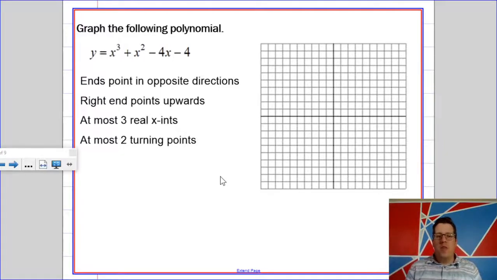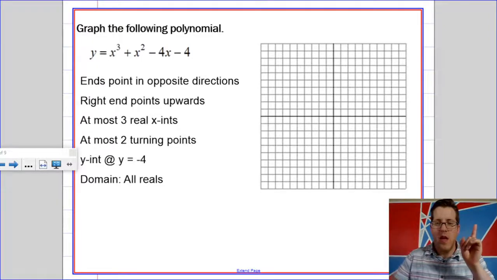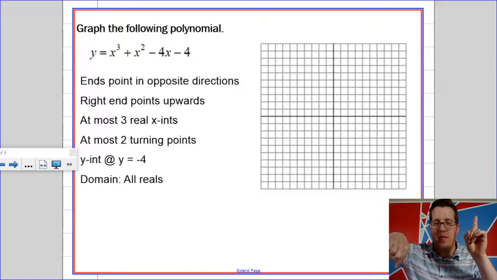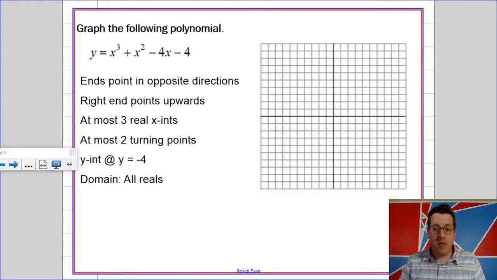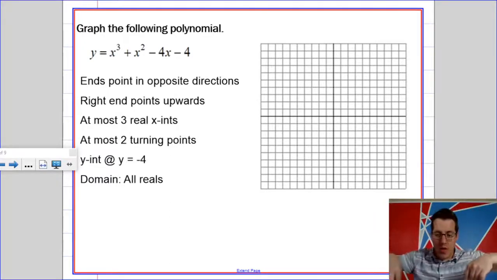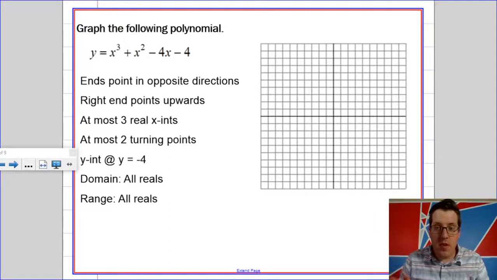We also know that this graph is going to have its y-intercept at -4 because that's the constant term. And get this, we know that the domain is all real numbers because there's nothing you're not allowed to plug into a polynomial. And because the ends have to point in opposite directions, we know that the range of this graph will be all numbers too, because if the ends are pointing in all directions, then the graph can go all the way up and all the way down. So that's all stuff I can know without ever picking up a pen or pencil.